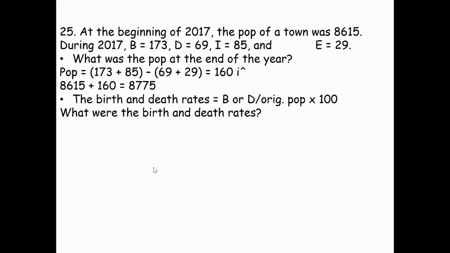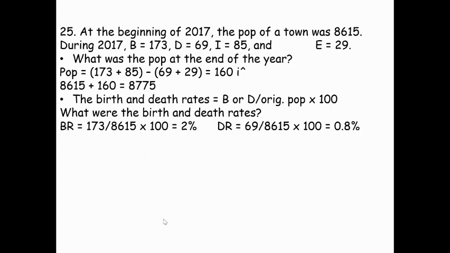All right, the birth and death rates equal B, or D, divided by the original population times 100. What were the birth and death rates? Again, I'm encouraging you guys to pause the video, do these calculations on your own to see if you know how to do them. I'll show you the answers in 5, 4, 3, 2, 1.